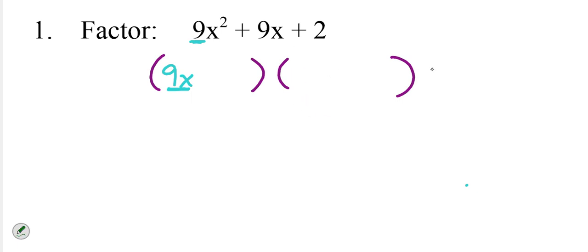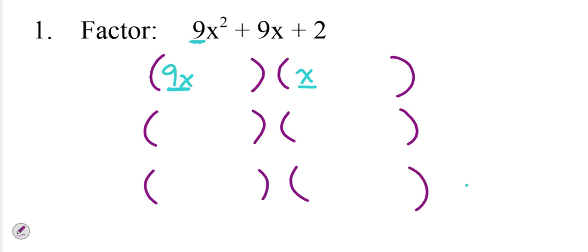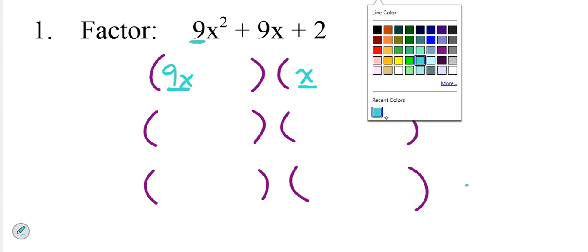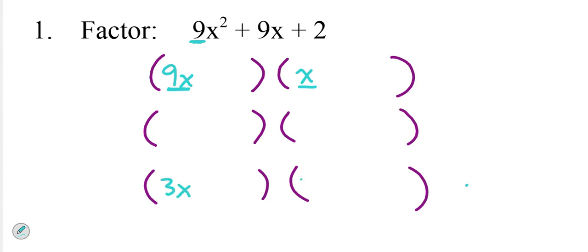Or you could put a 9x and a 1x, which I'm just going to write as x. Or we could put a 3x and a 3x. There's really only two choices with that 9x squared. Do we agree 9x times x is 9x squared, and 3x times 3x is 9x squared? Either one of them will work. We don't know which one's going to be the answer. All right, let's move on.